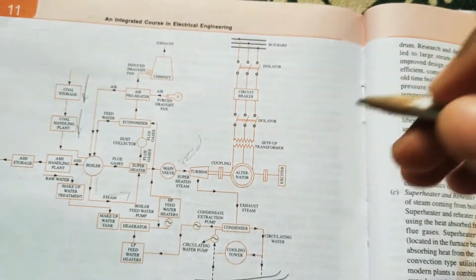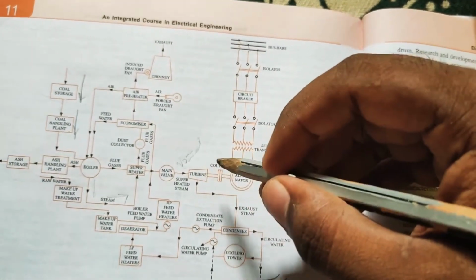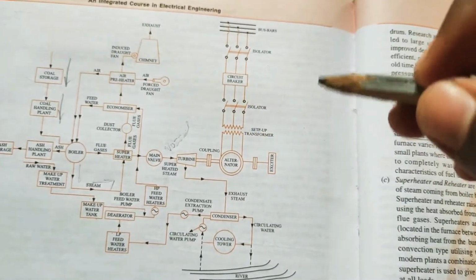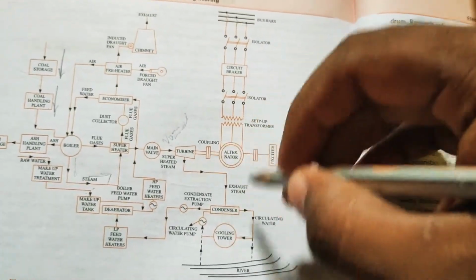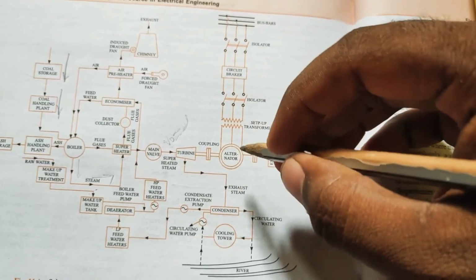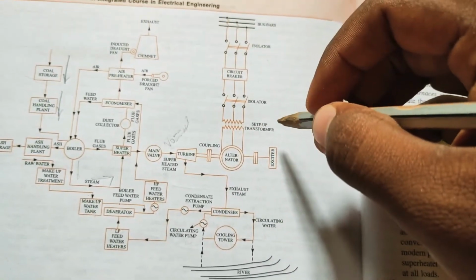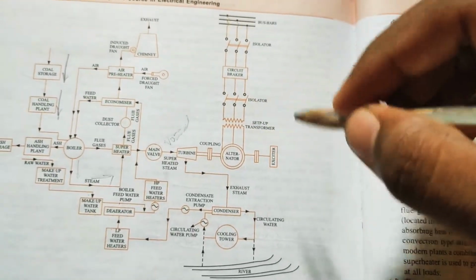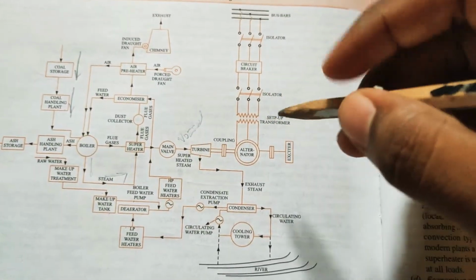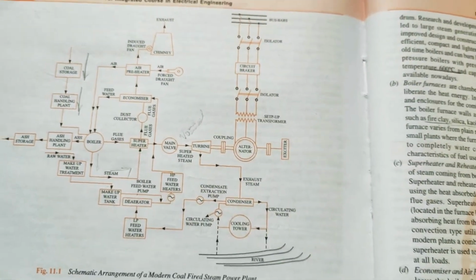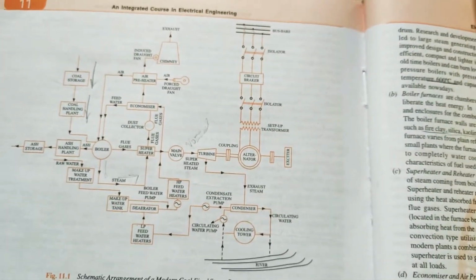rotating the turbine. The coupled alternator also starts rotating, which generates the electric power, and the generated electric power is given to the step up transformer, that is the generation substation step up transformer, and that is given to the transmission and then processed on.